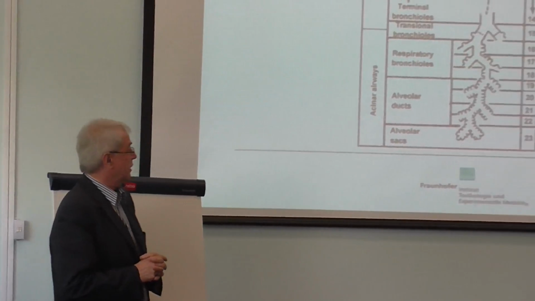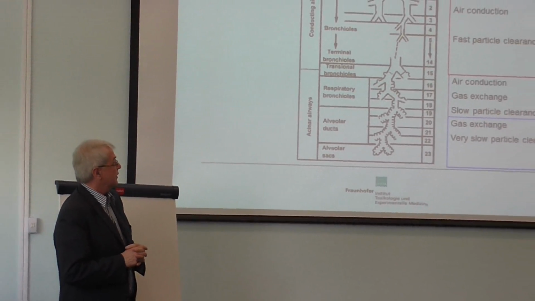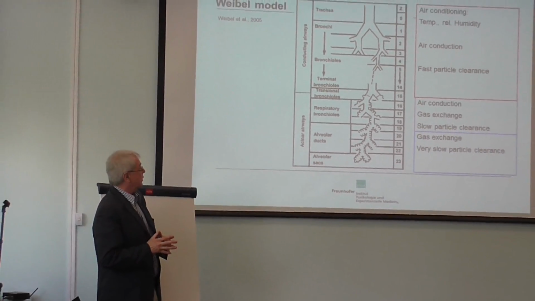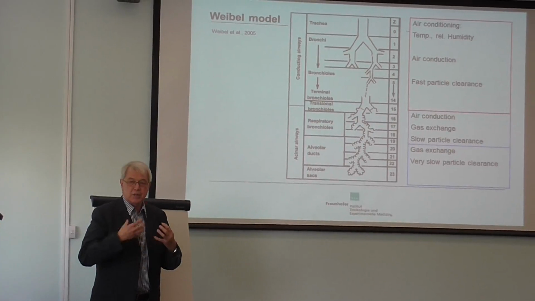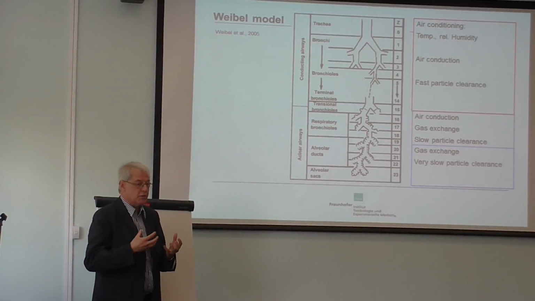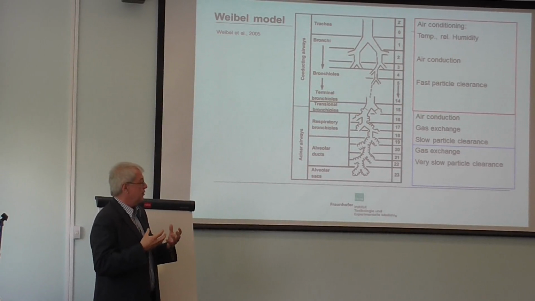So, what are the tasks of these different airway sections? In the upper airways and the conducting airways, there is adjustment of temperature to the body temperature and humidification to 100% relative humidity.